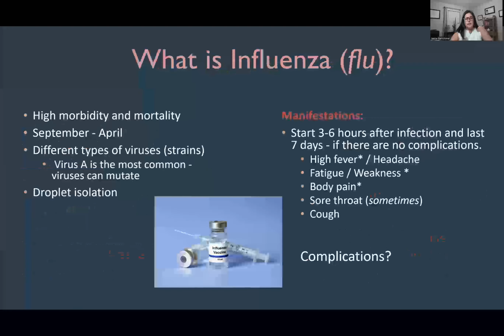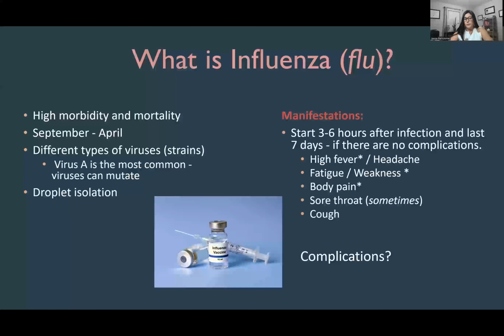The next disease is your good old influenza, or flu. I'm sure this is not the first time you have heard of influenza, but let's cover it and go over what you really need to know. It's high mortality, high morbidity. People die every year of influenza. It has its peaks between September and April.